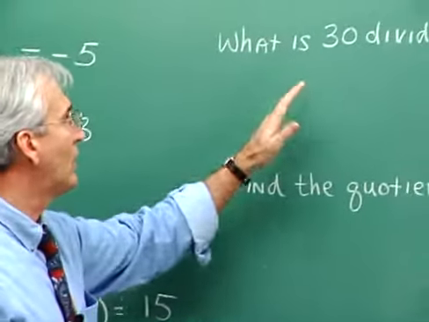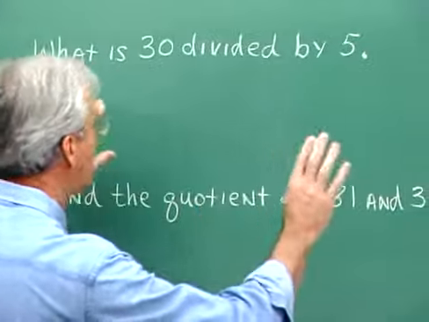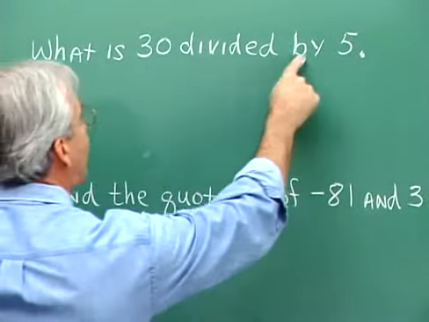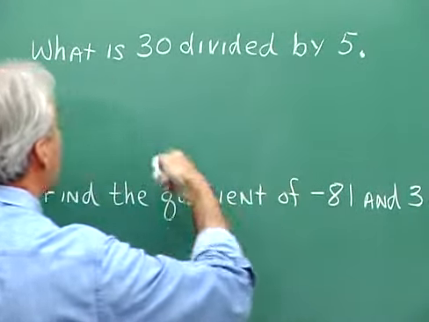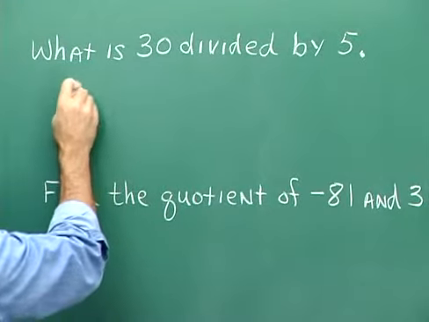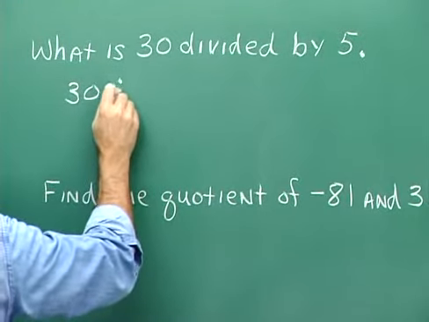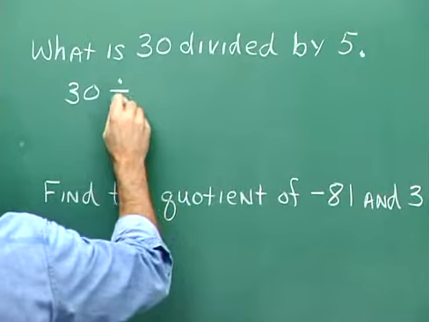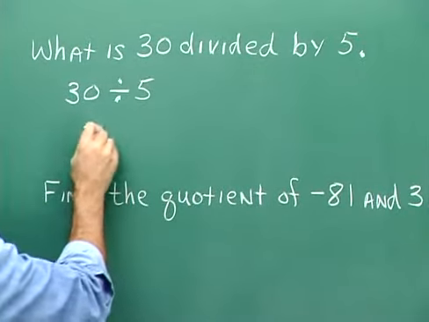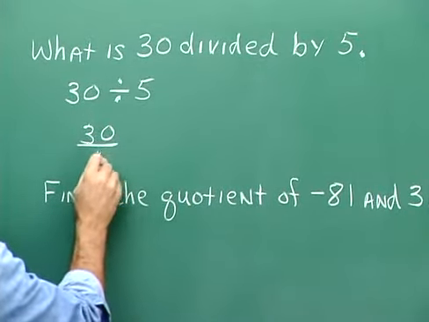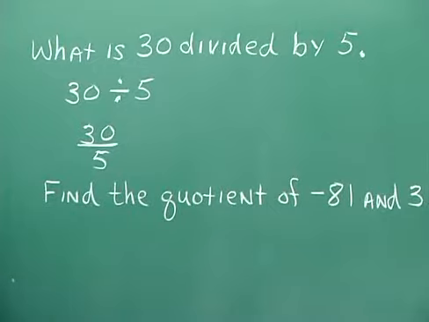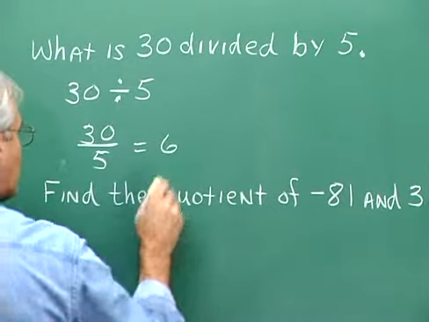Here's another way to request division. It's rather direct, but it uses words. What is 30 divided by 5? You see, I can write it like this. I can interpret this as 30 divided by 5 this way, or as 30 divided by 5 this way. So either one of those is fine. In any event, we get 6 as the result.